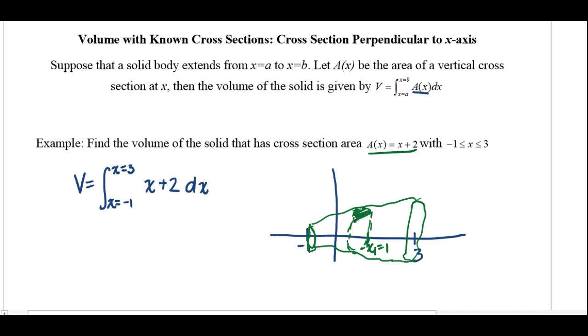The area of this cross-section right here is found by applying this formula. So A of 1 is 1 plus 2, so the area of this cross-section is 3. So I'm adding up each of these individual slices from -1 to 3 using this area formula x plus 2. So here's the setup of my integral, and again, at this point we would use our graphing calculator to find the exact area, which turns out to be exactly 12.